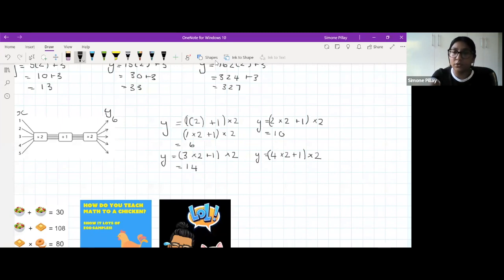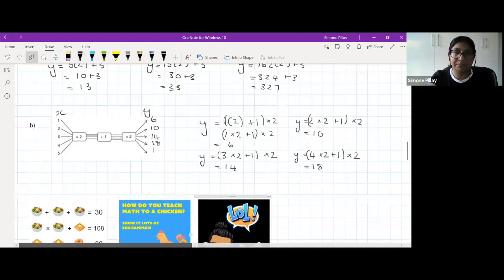If I apply my rule to my input of 4, what do I get? 4 multiplied by 2, which is 8. 8 plus 1 is 9, and 9 times 2 is 18. Oh, and I have not been writing in my answers. 18. And let's go and do the last one at the bottom over here.